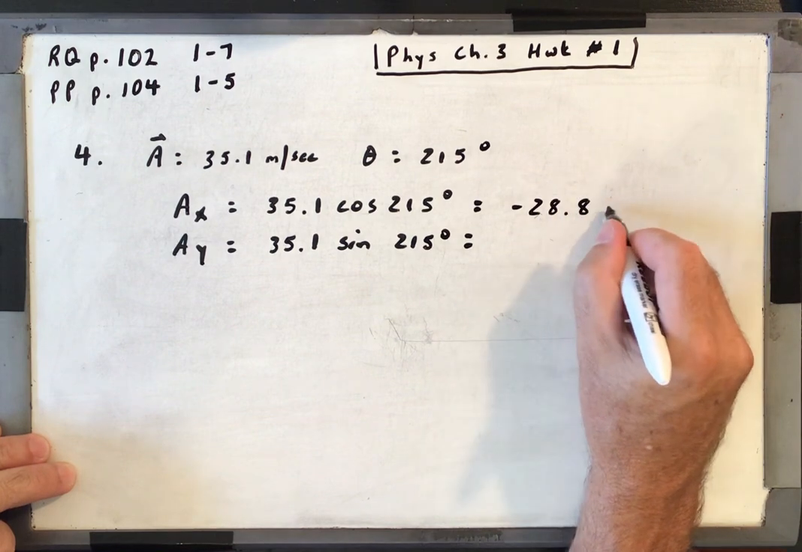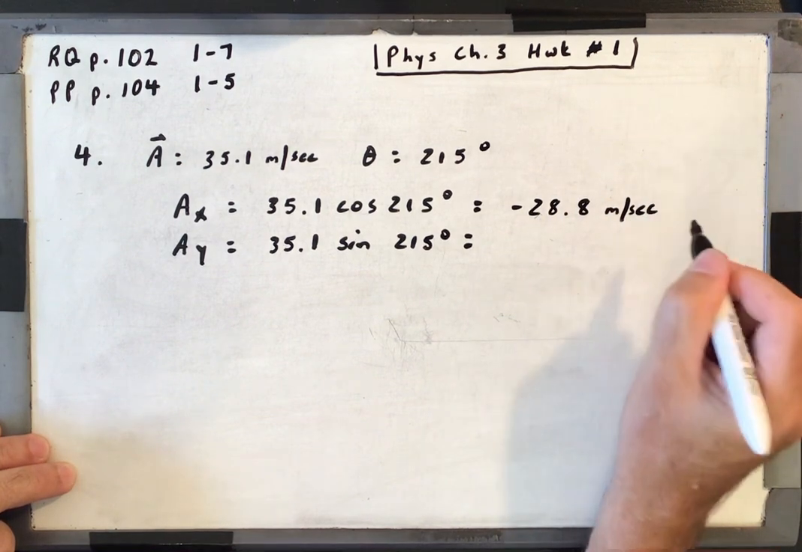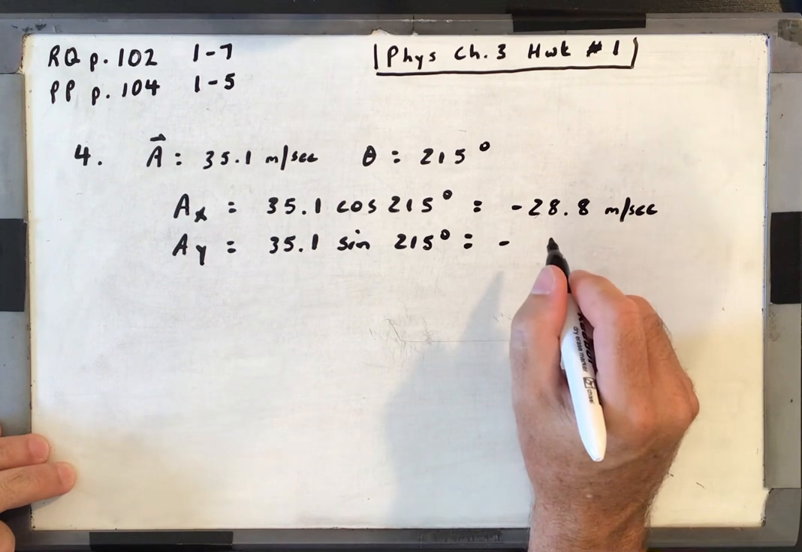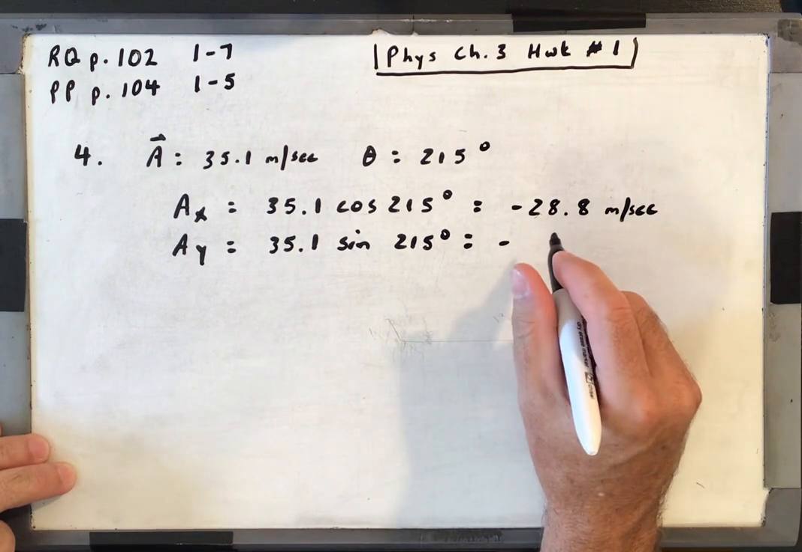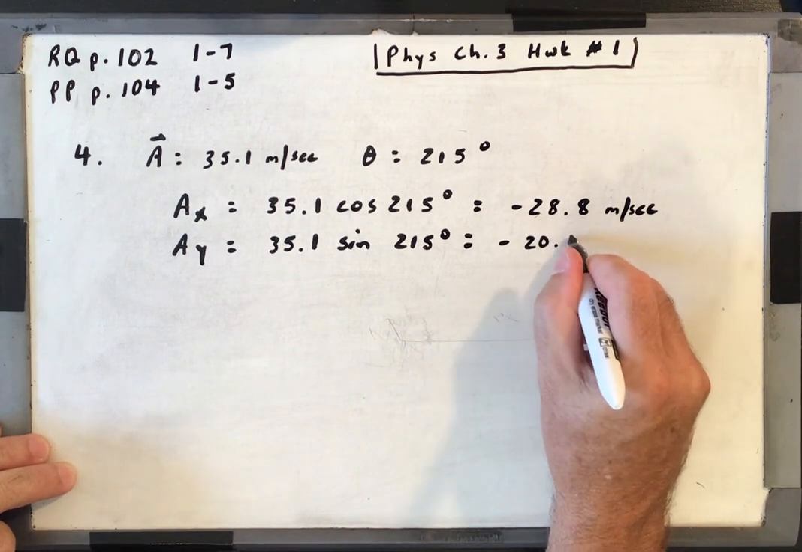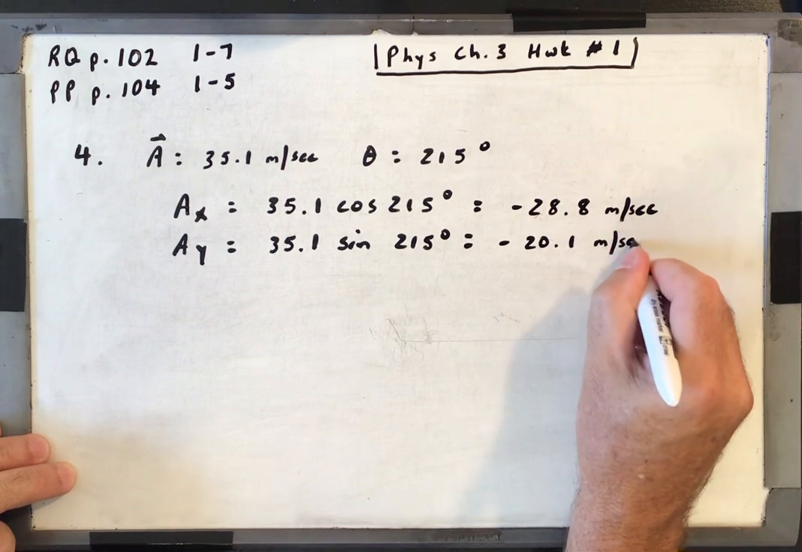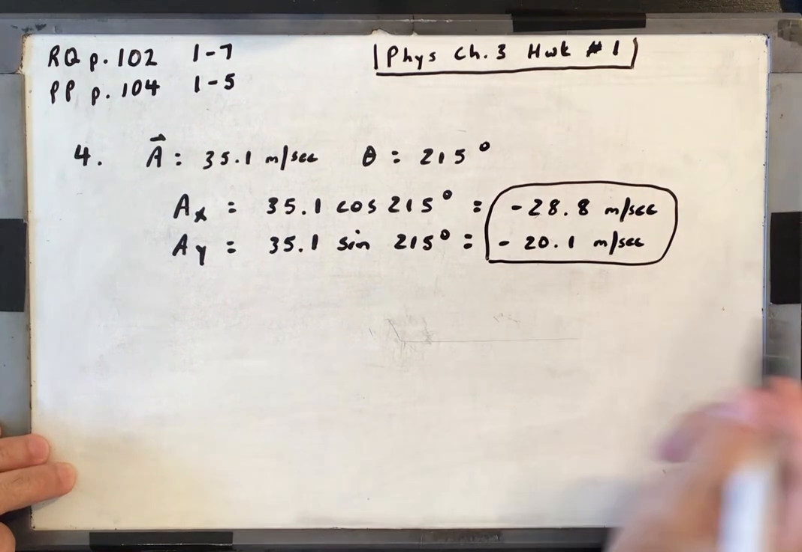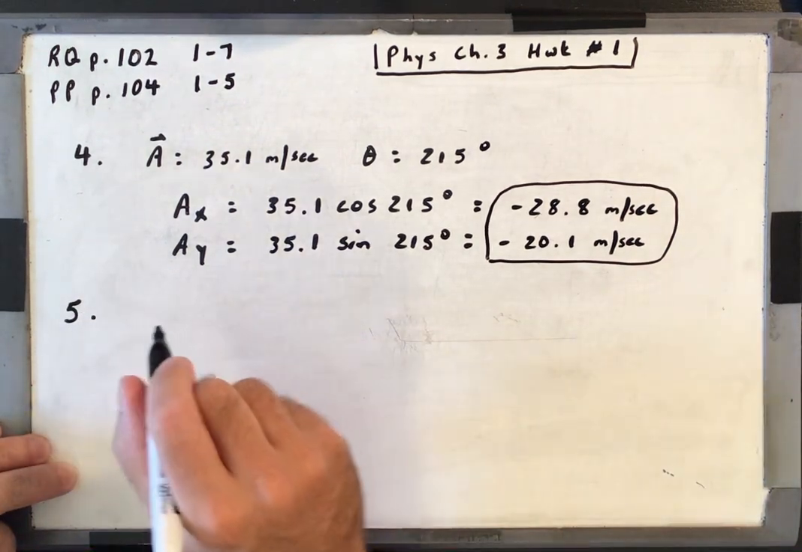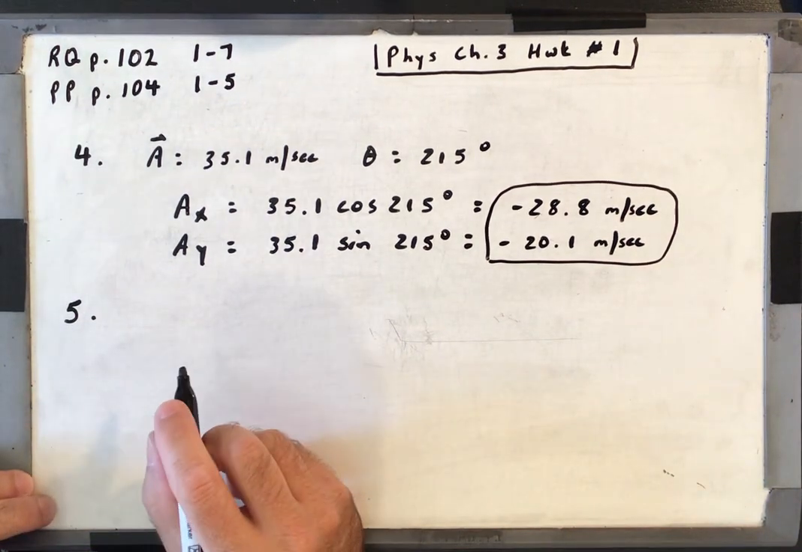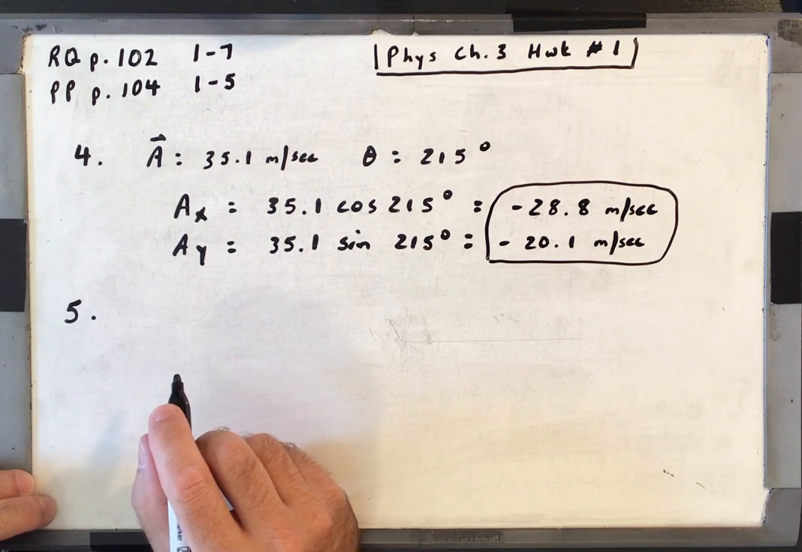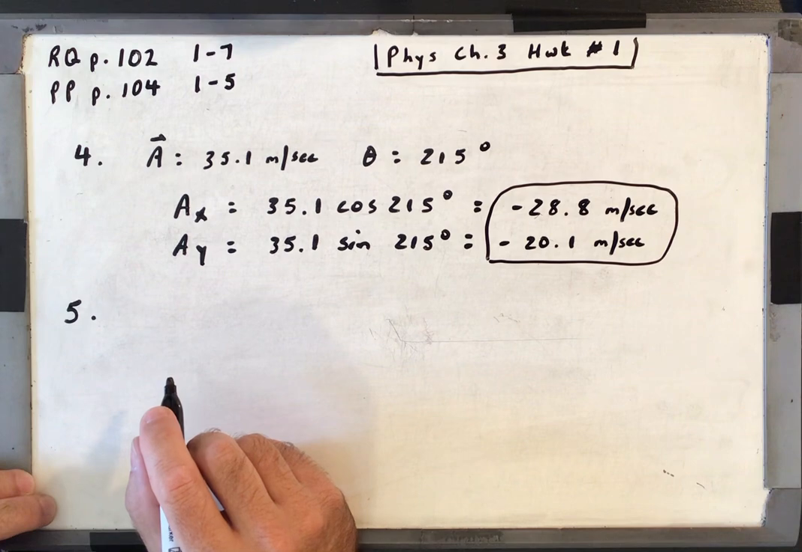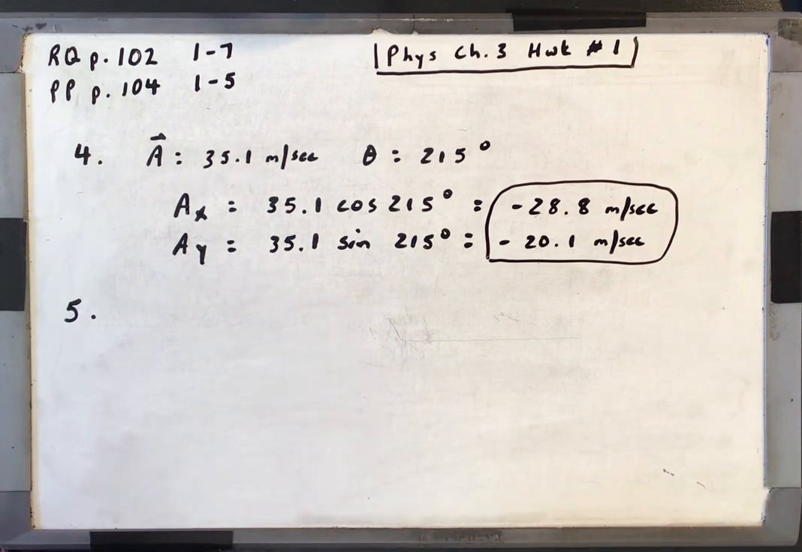All right, so that's negative 28.8 meters per second. That's not a magnitude, it's the x component of the magnitude. And negative 20.1 meters per second. Okay, we'll have to do this a lot on the next set of homework. Easy peasy. All right, number 5 says the velocity vector of a car is an x component of 17 meters per second, y component of negative 11 meters per second. What's the magnitude and direction of the velocity vector?